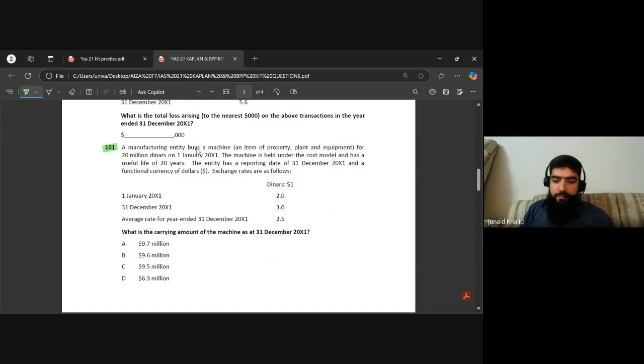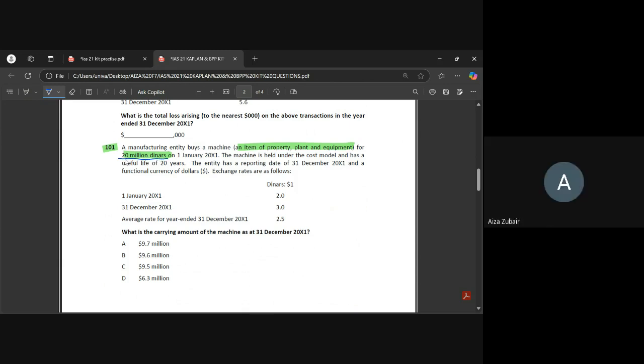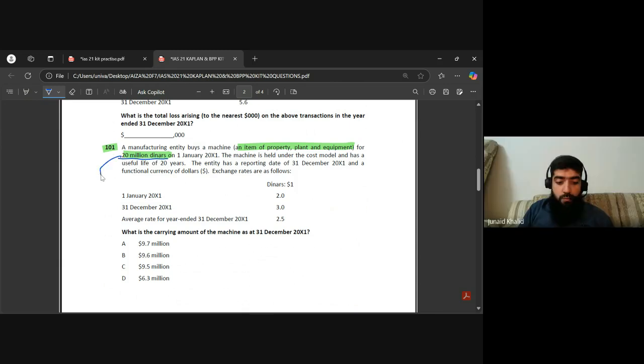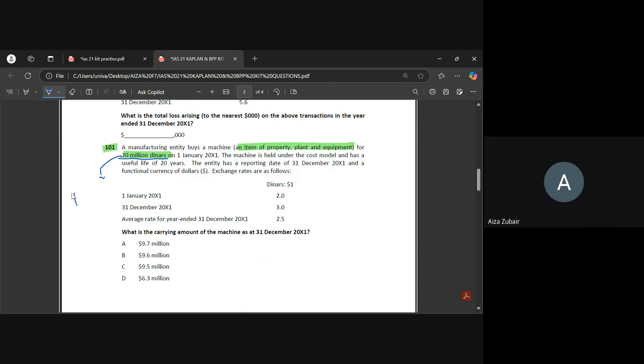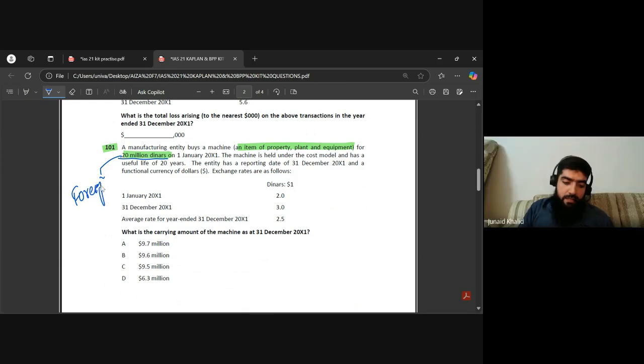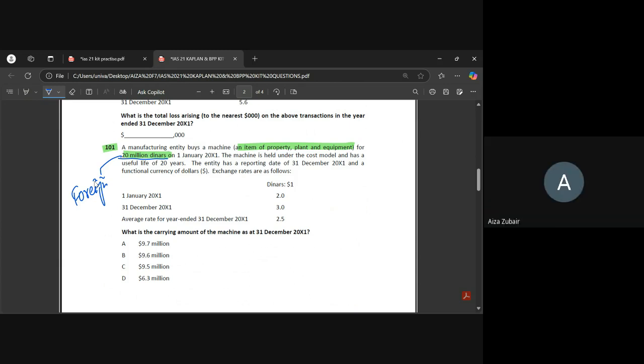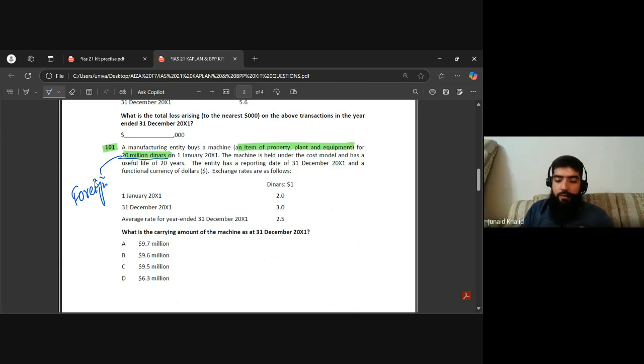A manufacturing entity buys a machine, an item of property, plant, and equipment for 20 million dinar. Now, can you please let me know whether the dinar is the functional currency or the foreign currency? This is the functional currency. No, I told you that whenever the transaction amount is given, it will always be given in the foreign currency. If it is already given in the functional currency, there is no use of the question. Are you getting my point? Yes. So it means this will be a foreign currency.